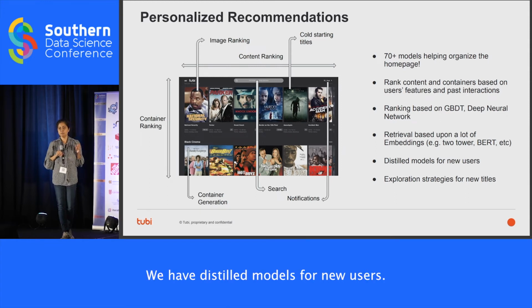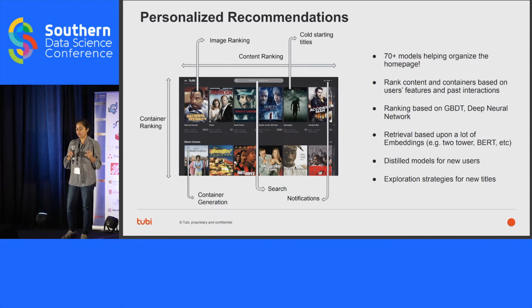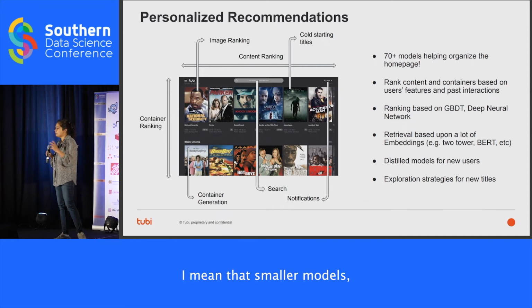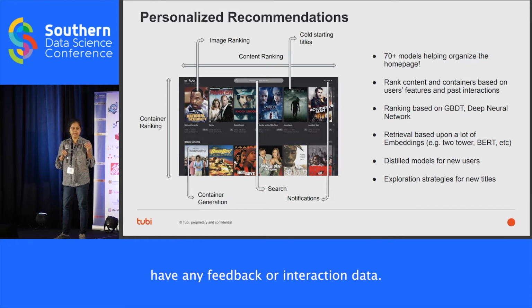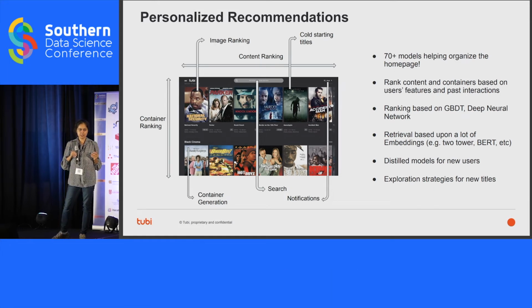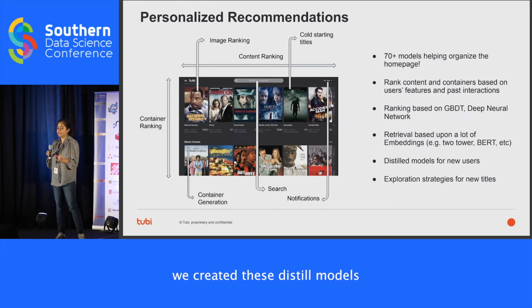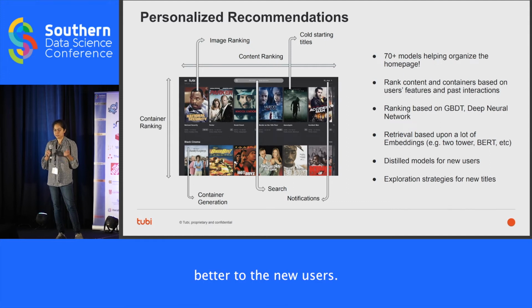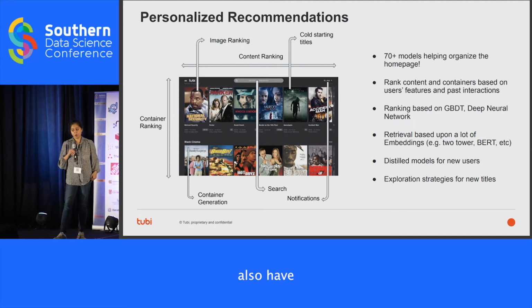We have distilled models for new users. By distilled model, I mean smaller models, because for new users, we cannot, of course, have any feedback or interaction data. So we created these distilled models which can help recommend content better to the new users. And of course, we also have exploration strategies for new titles. And very recently, we also have success with new users as well.